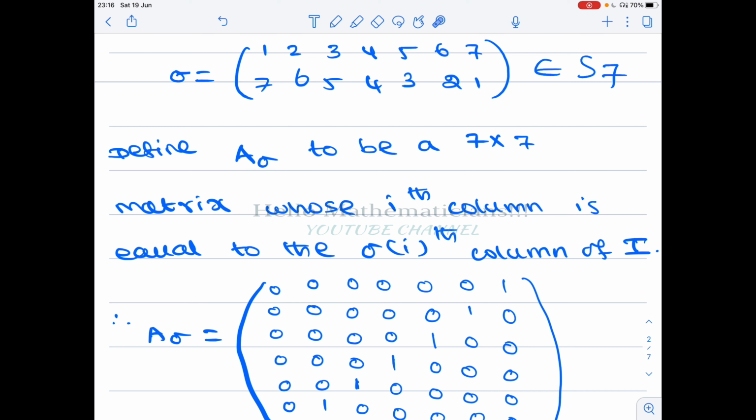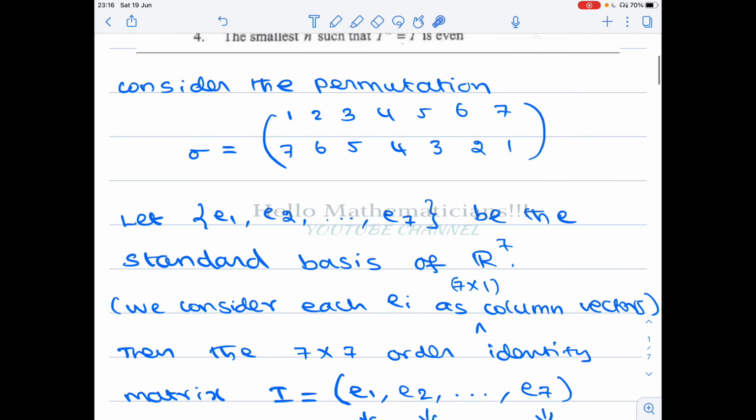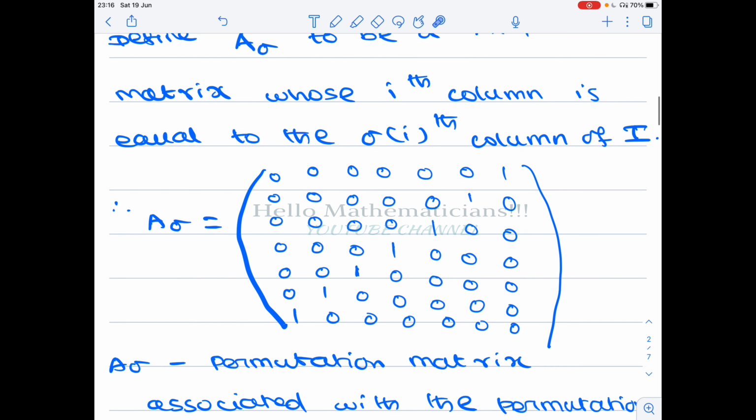The first column of A sigma is equal to the sigma of 1th column of the identity matrix. Okay, what is sigma of 1? Sigma of 1 is 7. So the first column of A sigma equals the 7th column of the identity matrix. What is the 7th column of the identity matrix? This is the 7th column of the identity matrix. So we get the first column of A sigma equal to the 7th column of identity, that is E7.